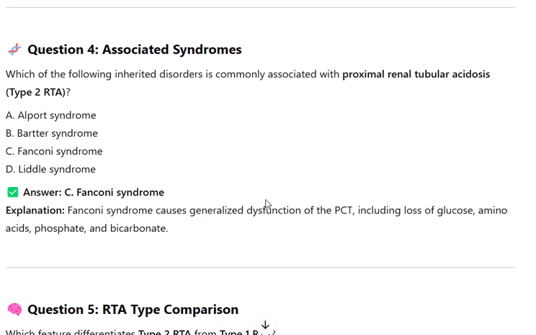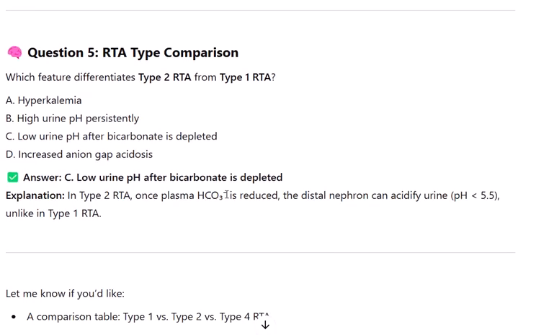Answer C. Fanconi syndrome. Explanation. Fanconi syndrome causes generalized dysfunction of the PCT, including loss of glucose, amino acids, phosphate, and bicarbonate. Question 5. RTA type comparison.